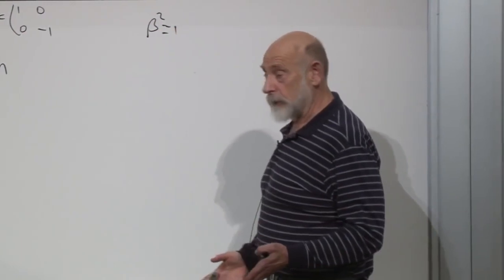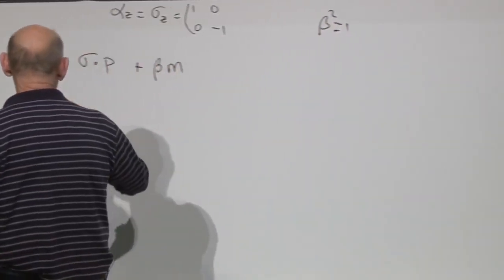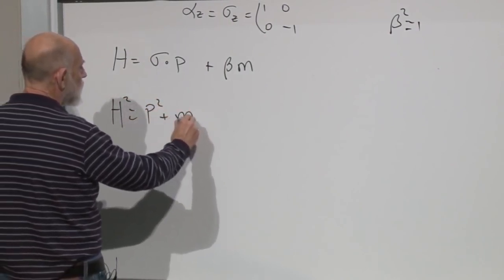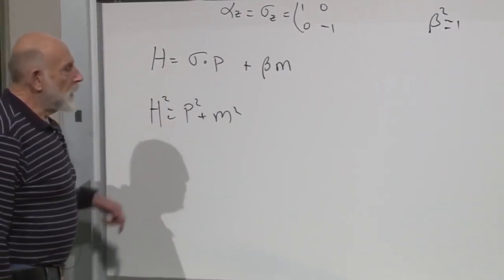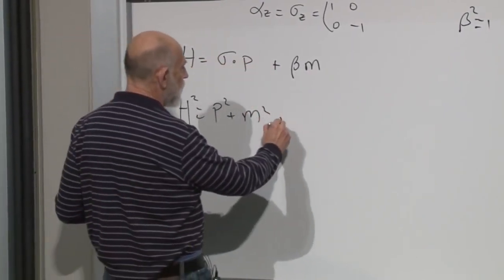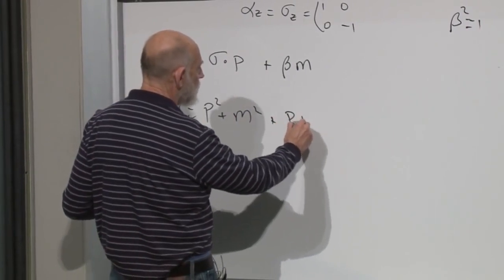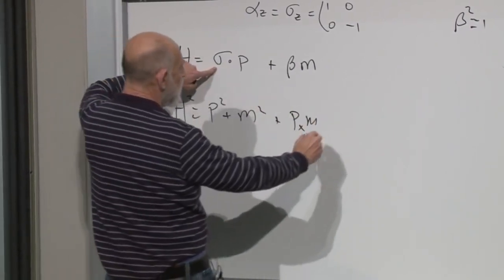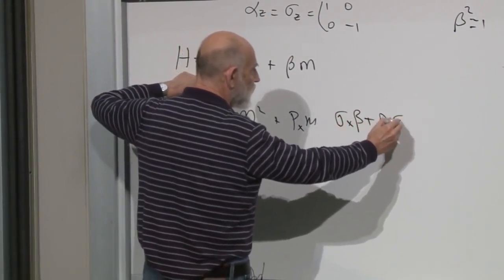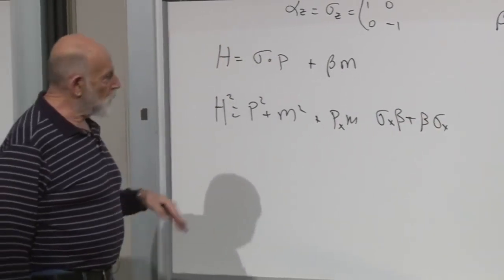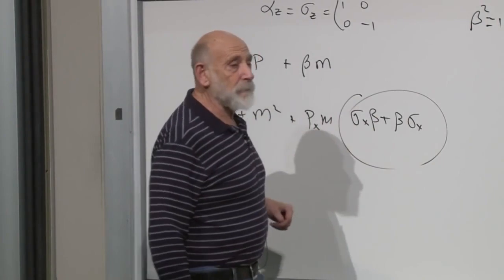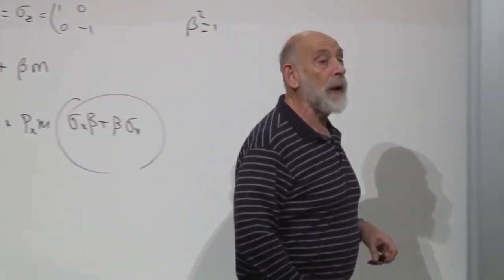Then we'll get an m squared term. We'll get h squared equals p squared plus m squared, plus a cross term. The cross term will involve things like, let's say, p_x m. I take the x component of this, and I multiply it by sigma x beta plus beta sigma x. In other words, we want this to be, of course, 0. We don't want that there. So we want whatever beta is to anti-commute with all the Pauli matrices.